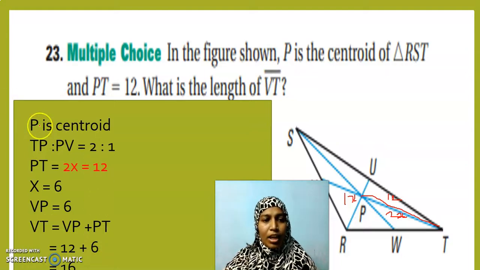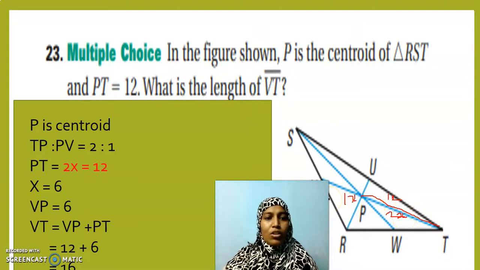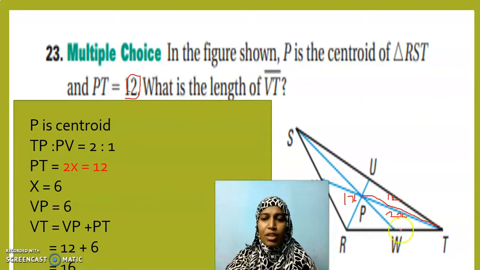Is it clear? I will repeat again. P is the centroid. If it is the centroid, we can have the ratio TP to PV equal to 2:1. So I can say 2x is equal to 12. That is what they have given here. PT is 12. So from that I get one part to be 6, which is nothing but VP. We know VT is equal to VP plus PT. From the diagram only I am saying, I am not doing any magic. So 12 plus 6 is equal to 18, and not 16, it is 18. Is it clear, my dear children?